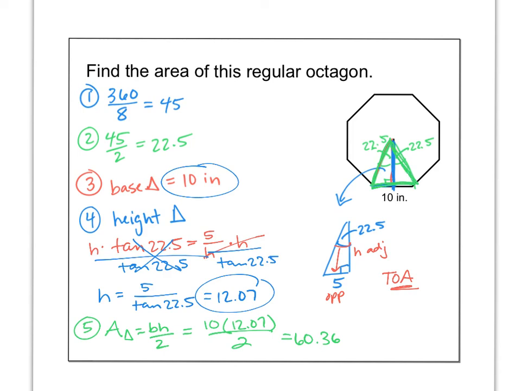Now 60.36 is the area of this green triangle. It's an octagon. It's going to take 8 of those triangles. And so our last step, step number 6, is we are going to take 60.36 and we're going to multiply by 8 because it will take 8 triangles to fill the octagon, which is 482.84, and it's inches squared.